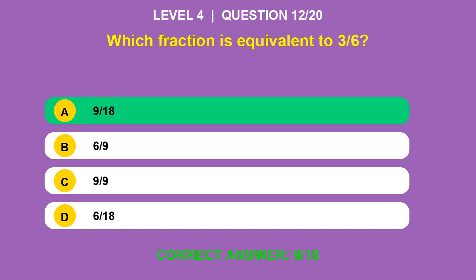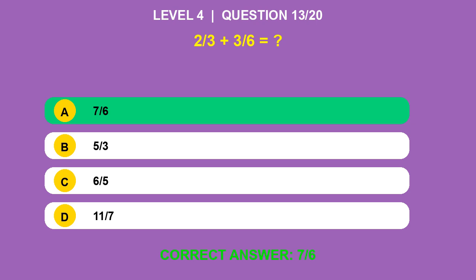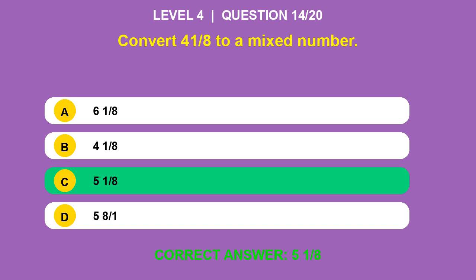Answer is 9/18. 2/3 plus 3/6 equals? Answer is 7/6. Convert 41/8 to a mixed number. Answer is 5 and 1/8.